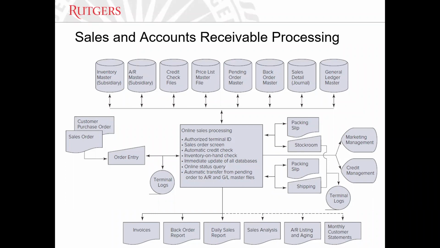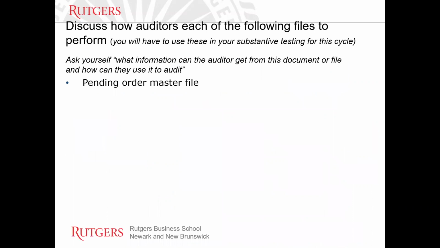Back order master files, sales detail journal, right? These are all the different types of customer or sales order, shipping documents, packing slips, all the different types of documents, files used in this process. All right, so let's talk about these files, right? Because as you mention your controls, you want to make sure that you know the correct file, where you're going, the documents and things like that.